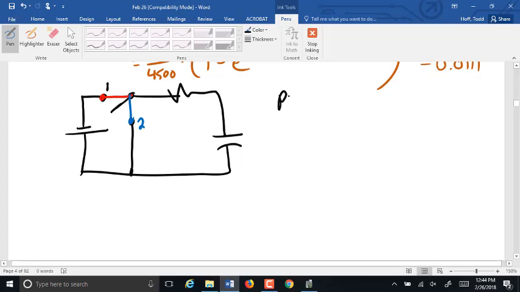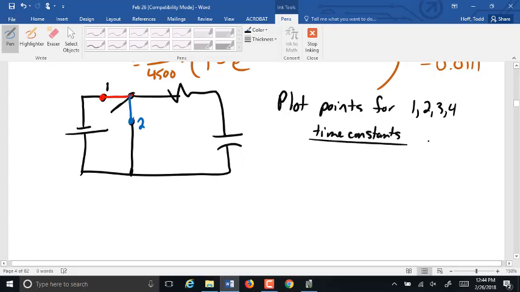Then it's saying plot points for 1, 2, 3, and 4 time constants. Well, let's say we're starting out discharged, no charge on the capacitor. So we're going to position 1, so we're charging.